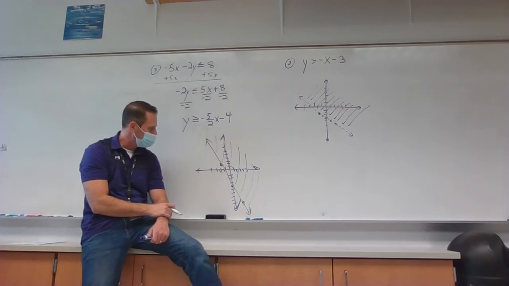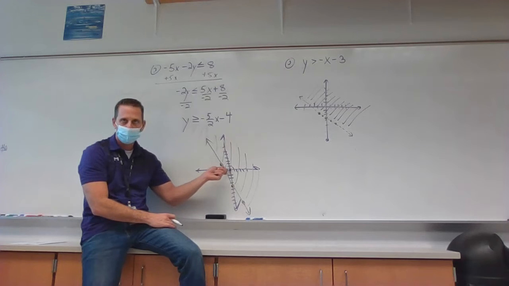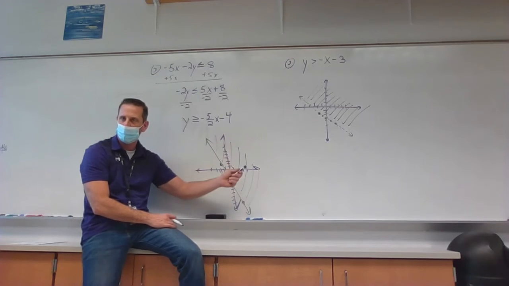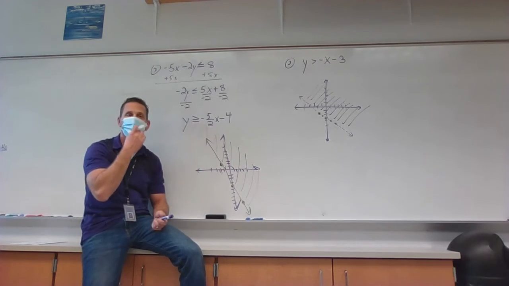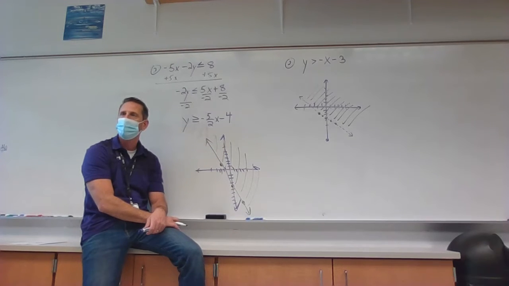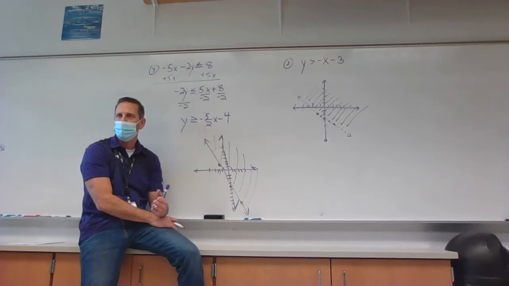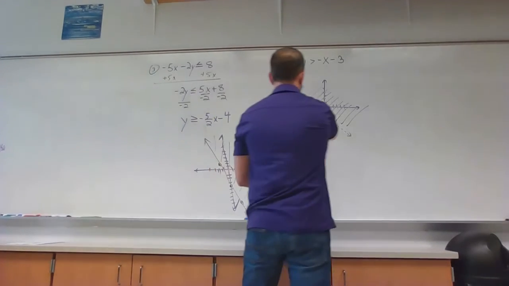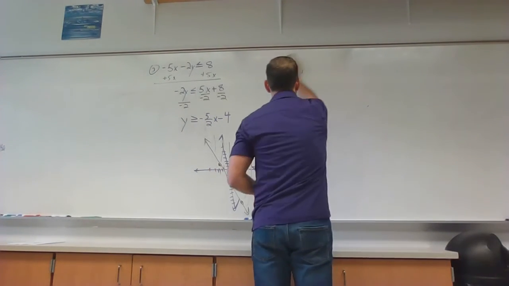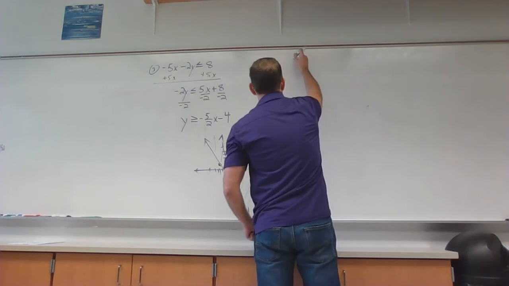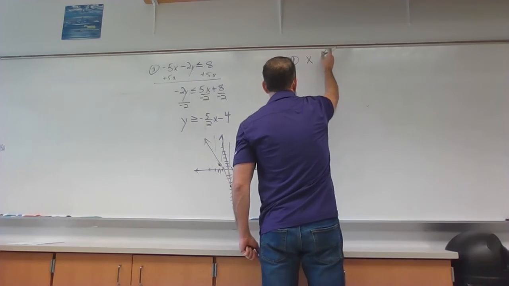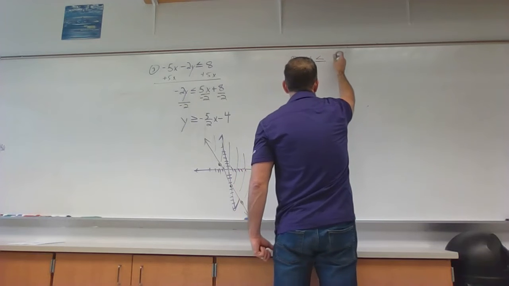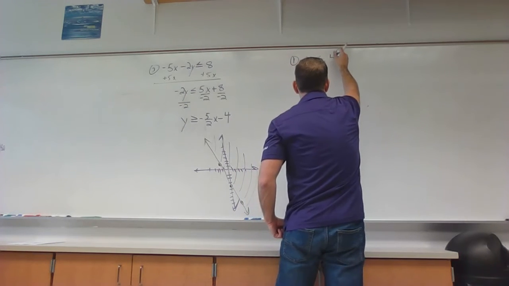Now again, if you're not sure, plug in the point 0, 0 or any point that's not on the line over here and see if it makes it a true statement. If it does, you can shade that side. If it doesn't, shade the other. But for right now, top and bottom is okay, unless it says this. X is less than or equal to 5. Top and bottom is not okay.